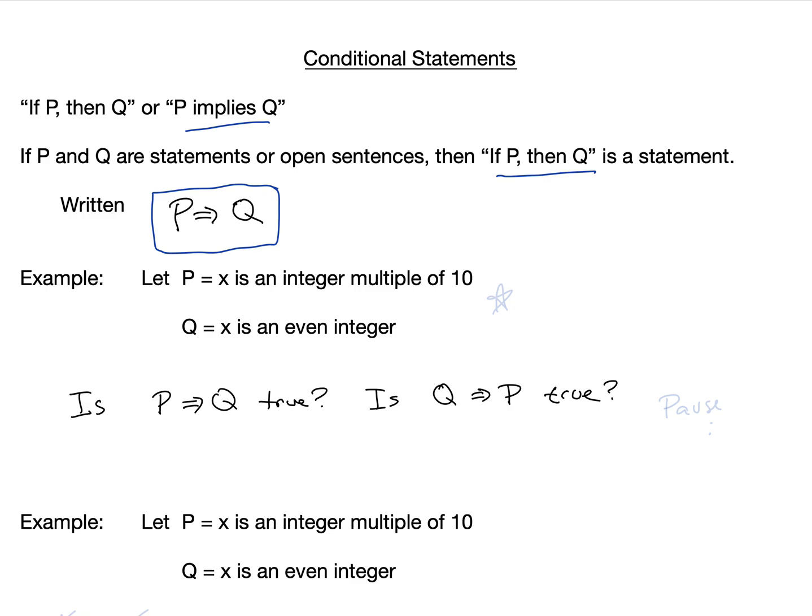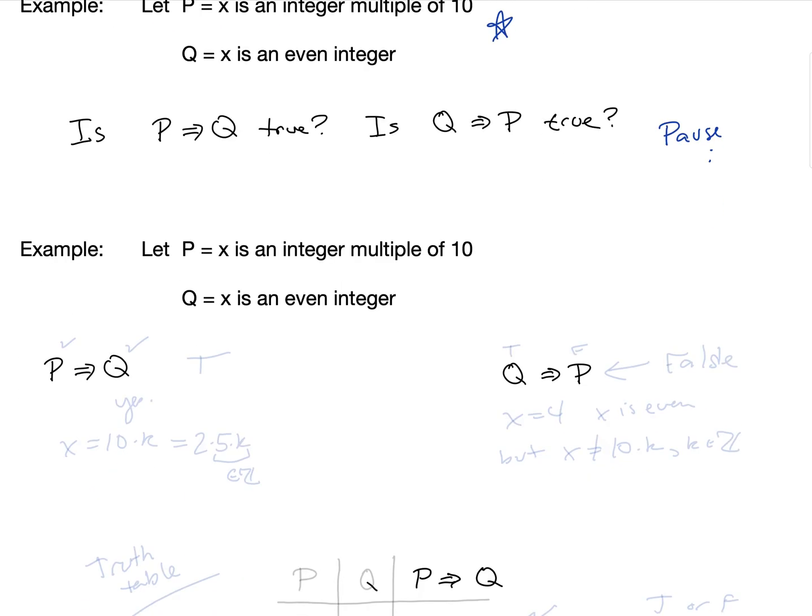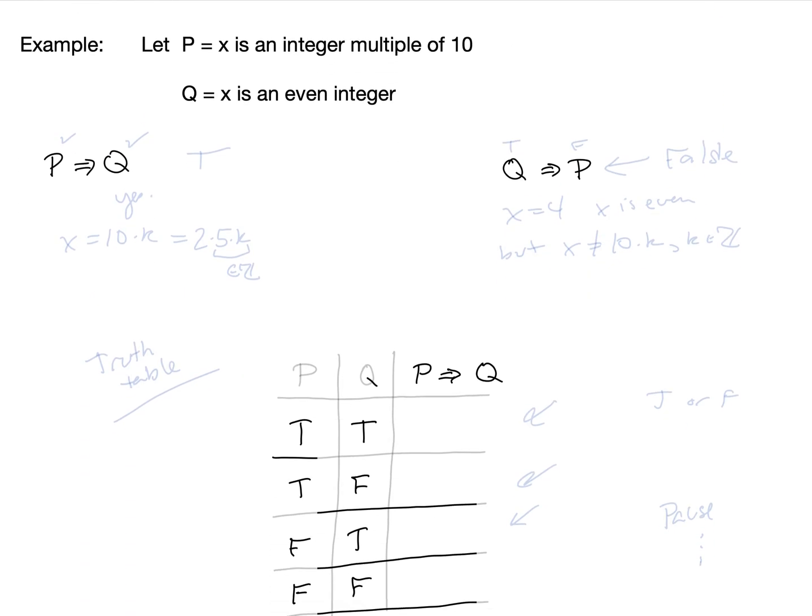So let's think about whether the expression P implies Q is true in this particular case for this P and this Q, and whether Q implies P is true, again, for this P and Q. I'd like to just pause for a moment and let you think about those. Okay, so if P is true, if x is an integer multiple of 10, is it necessarily the case that x is an even integer?